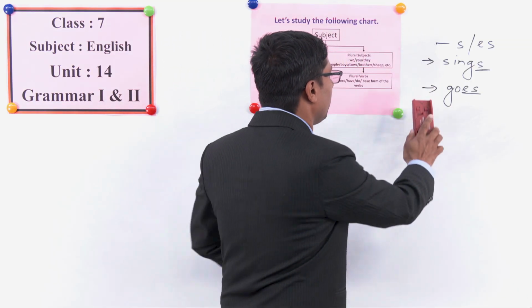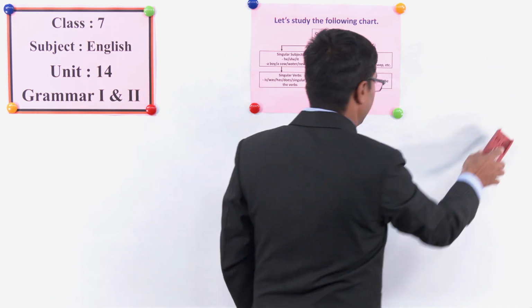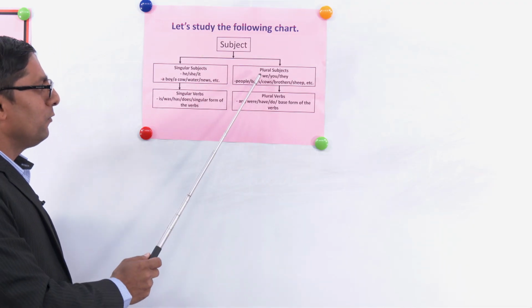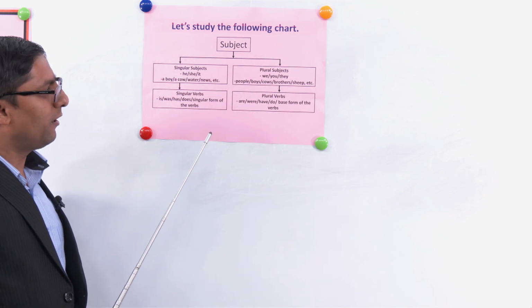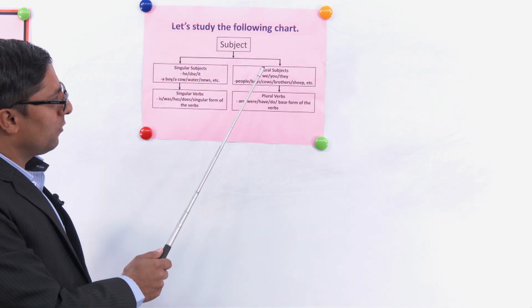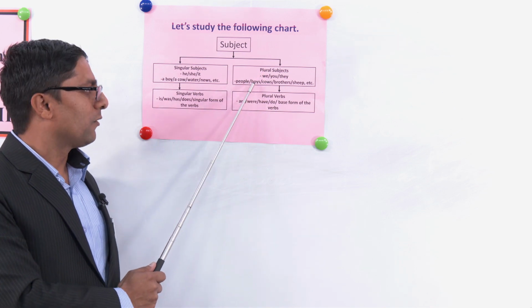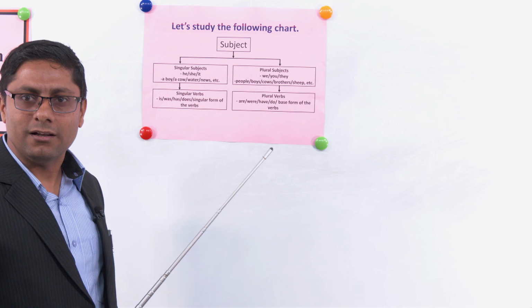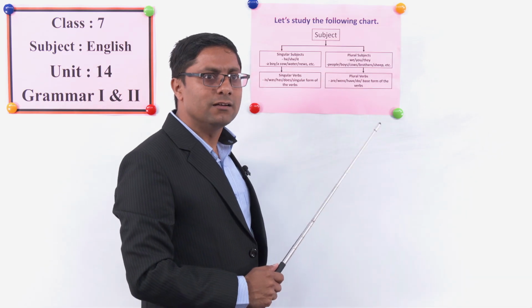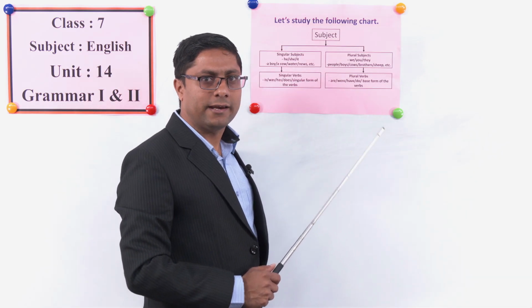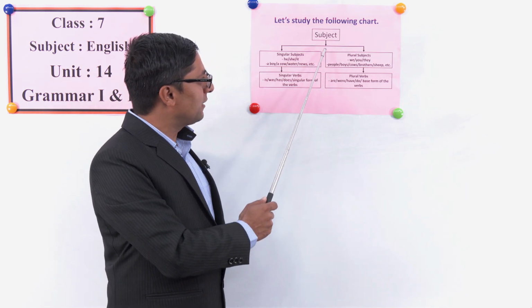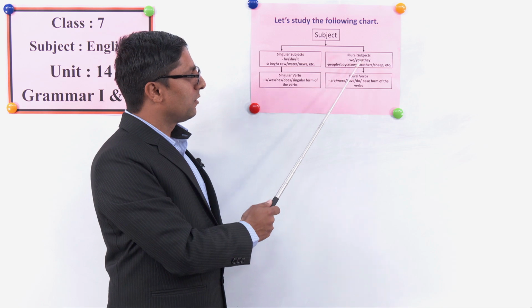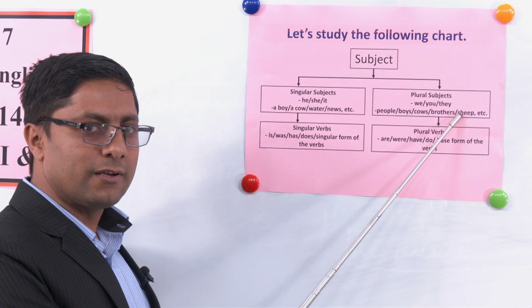Now, let us look at the next part of this chart. So, plural subjects we have already discussed there. Under plural subjects we do have we, you, they. These are plural pronouns. Okay. Similarly, you can see people, boys, cows, brothers, sheep, such nouns.